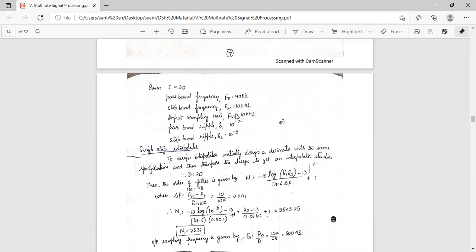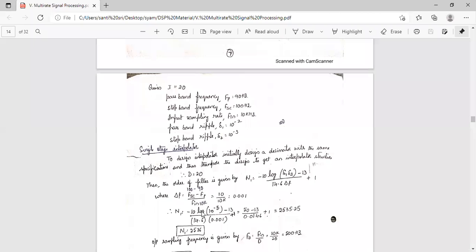Okay, delta f is FSC minus FP divided by Fin. Fin is 10 kilohertz. So it is (100 minus 90) by 10 kilohertz, that is 10 by 10 kilohertz, that is 0.001. That is the delta F value.